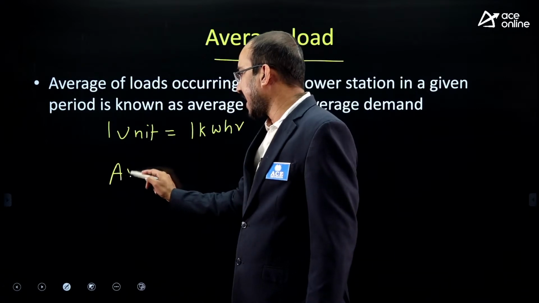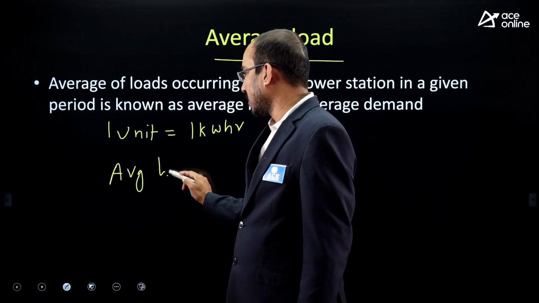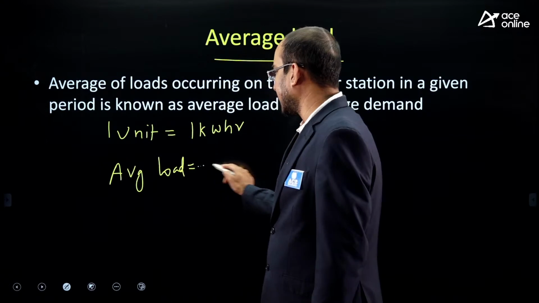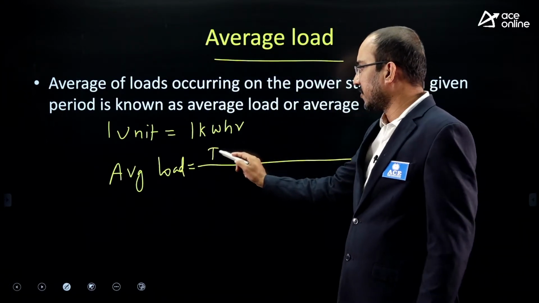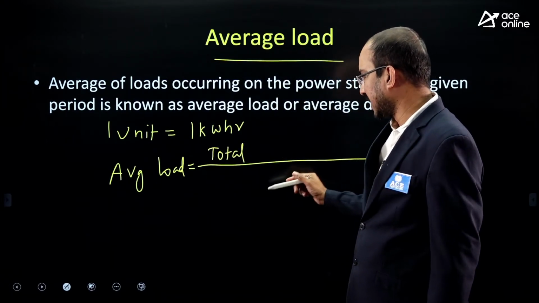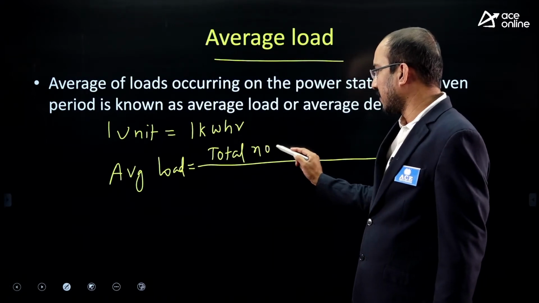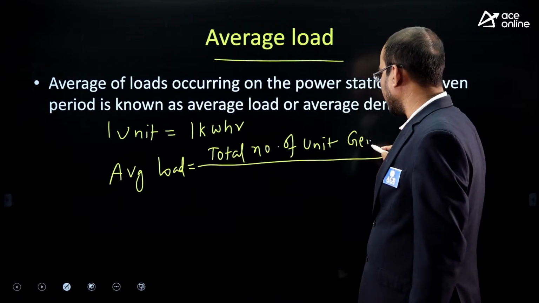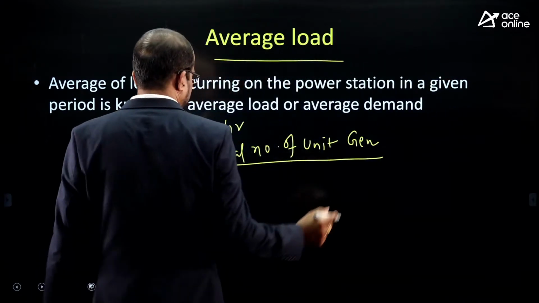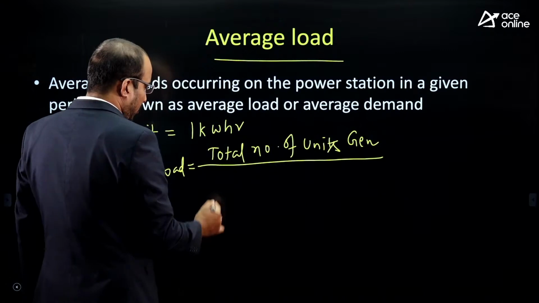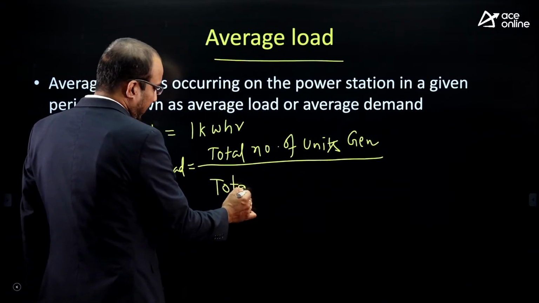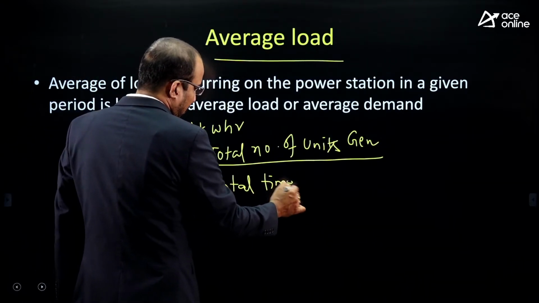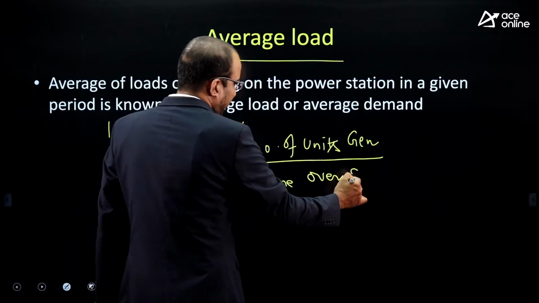So how do you calculate the average load? Average load or average demand is nothing but total number of units or total energy consumption, total number of units generated or consumed, whatever it may be, divided by total time over the specified duration.